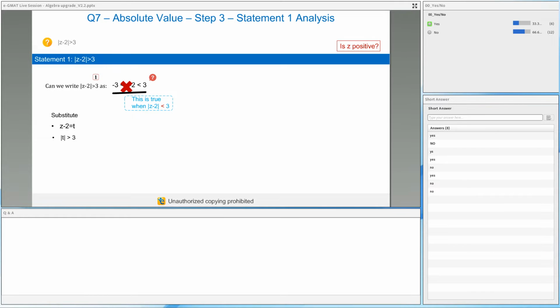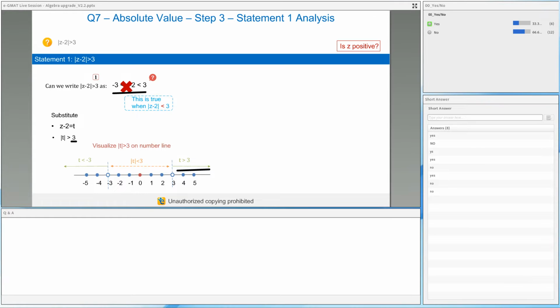So once again, to make you understand, I'm taking Z minus 2 as T, and I'm writing it as mod T is greater than 3. Now, once again, think like this. I can draw a number line, and since there's nothing inside it, I'll start from the origin, and the distance is 3. So I'll start from the origin and move till 3, both sides. But I'm looking for values which are greater than 3.